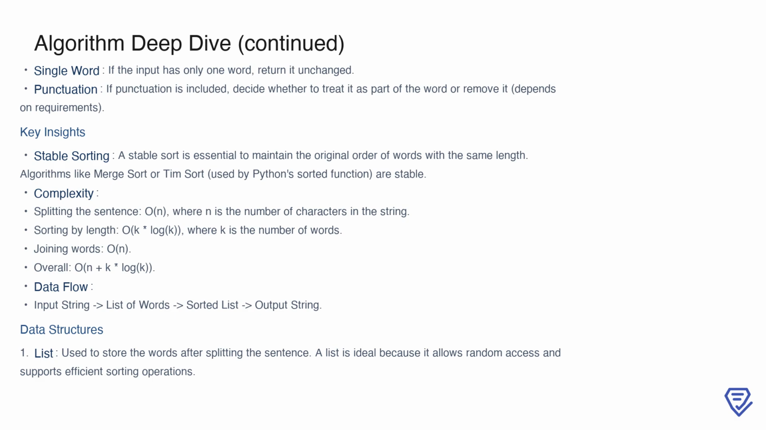A key insight for this problem is the importance of using a stable sorting algorithm, which ensures that the relative order of words with the same length is preserved. Python's built-in sorted function, which uses timsort, is stable and works well for this purpose.